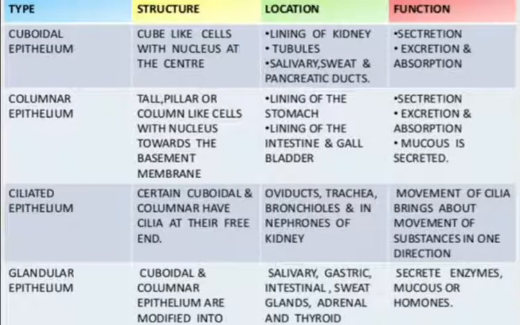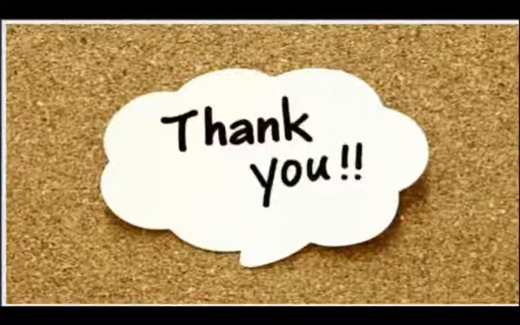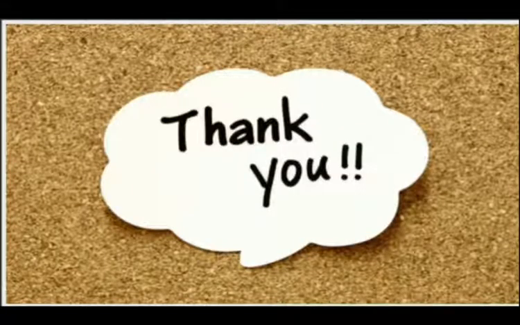This is again a list of epithelial tissues, students. The same one, once again I am repeating here. So here you can see one more type, that is glandular epithelium. The cuboidal and columnar epithelium are modified into glands, so it is called glandular. Where do you find it? We find it in our salivary gland, gastric, intestinal, sweat, adrenal and thyroid glands. What is its function? Secretion of enzymes, mucus or hormones. The second type we will discuss in our next class.